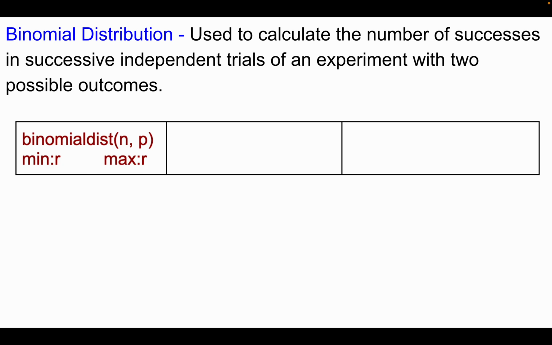What Desmos is doing when it calculates a binomial distribution is it's taking a combination, right? So that's the first part of this formula. And then it's taking the probability of a success times the number of successes, and then 1 minus p is the probability of a failure, and n minus r is your number of failures.